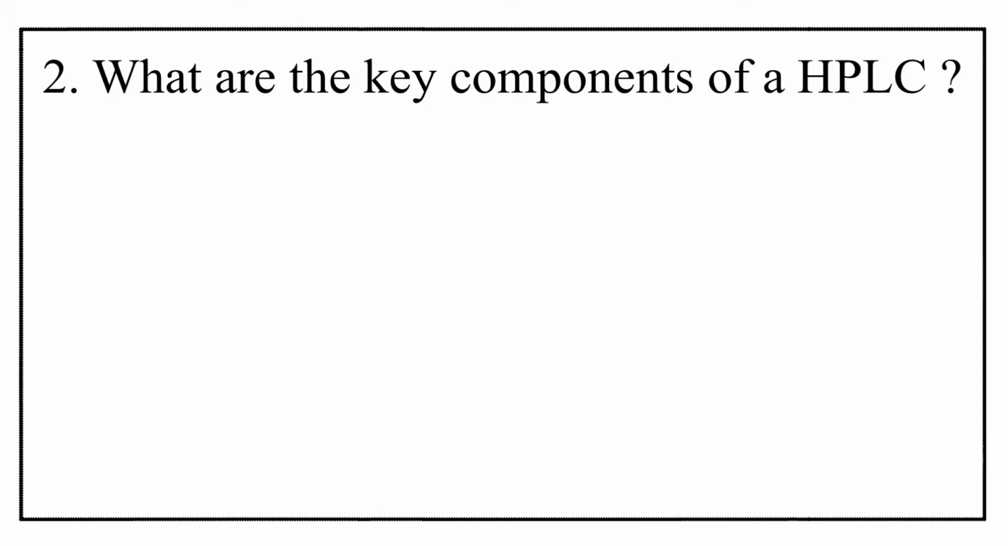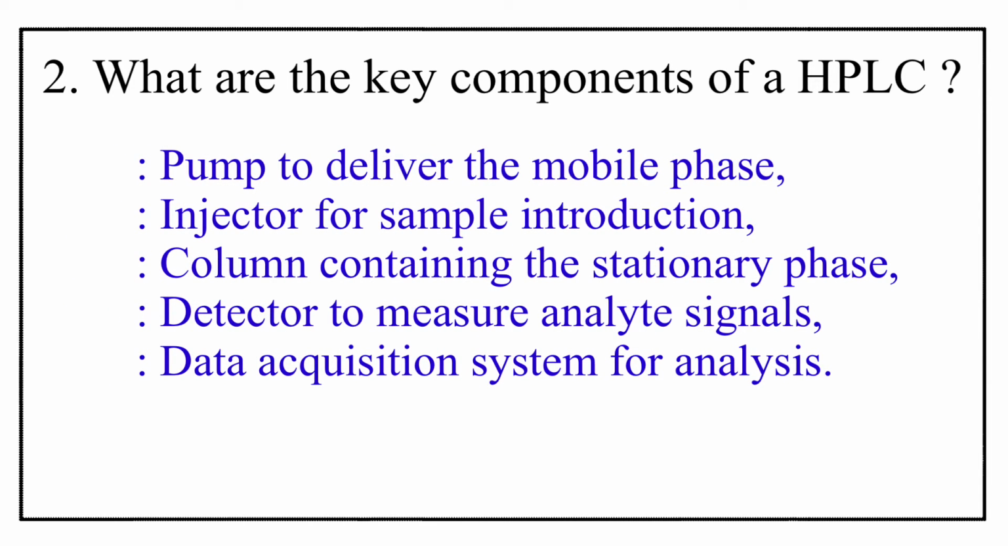Now comes question number 2. What are the key components of a typical HPLC system? The answer is, a typical HPLC system consists of 4 parts: a pump to deliver the mobile phase, an injector for sample introduction, a column containing the stationary phase which is responsible for sample component separation, and a detector to measure the analyte signals. Along with these 4 parts, you can mention the data acquisition system, which is nothing but a computer system connected to your HPLC system and responsible for data collection from the detector and processing.